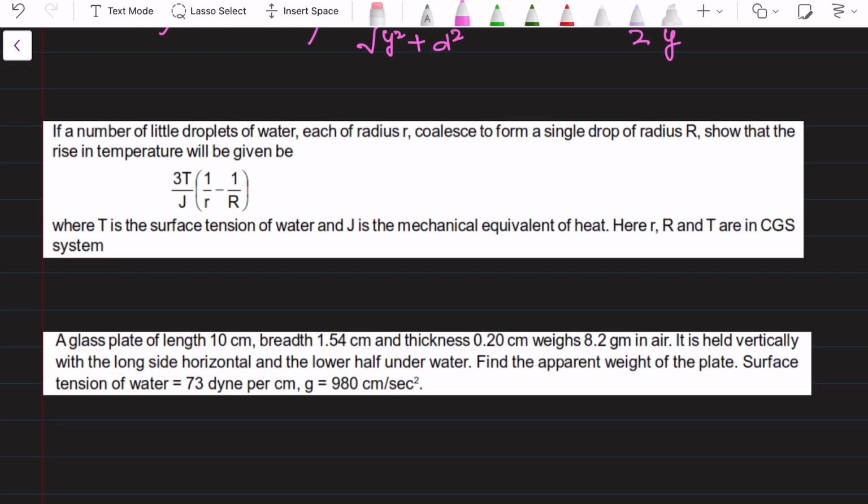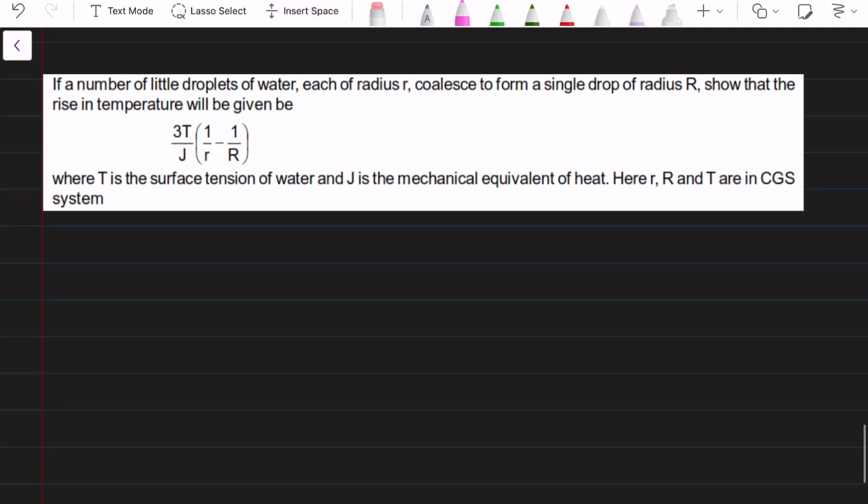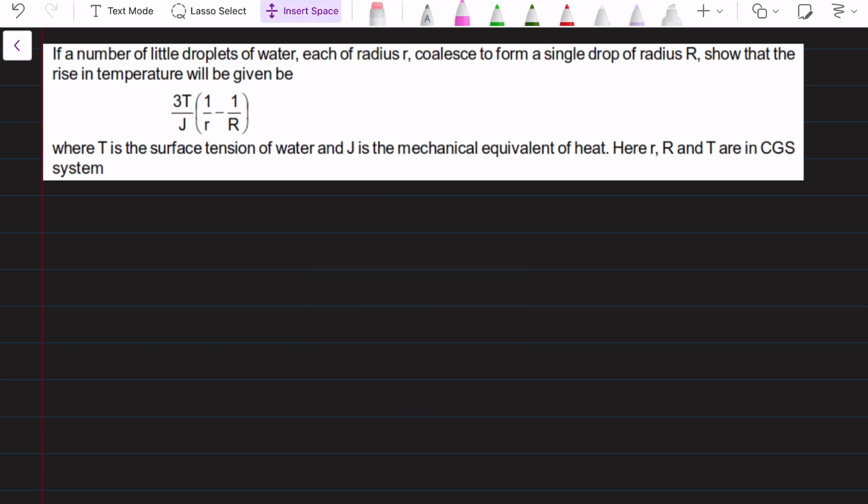Take the next question. If a number of little droplets of water, each of radius r, collect to form a single drop of radius capital R, then show that the rise in temperature will be given by this, where T is the surface tension and J is the mechanical equivalent of heat. And it is also given that R, r and capital T are all in the CGS system. So the concept we'll see.